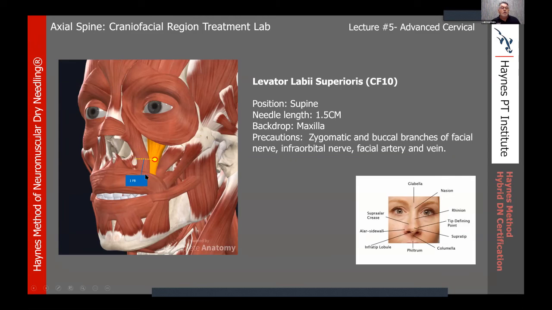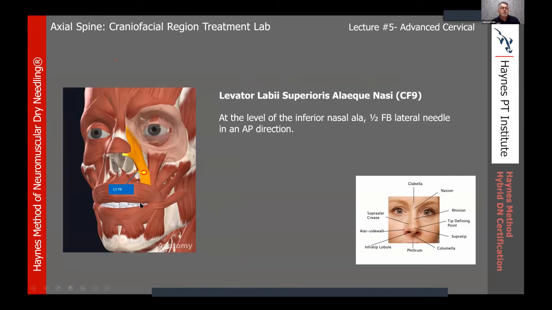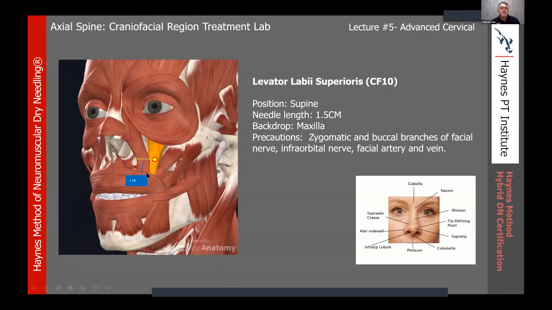Further lateral, one full. So for alaeque nasi, we were 0.5 finger breadths. For the levator labii, we're going to be 1 full finger breadth lateral. And again, we're going to drop down onto the maxilla as a backdrop.